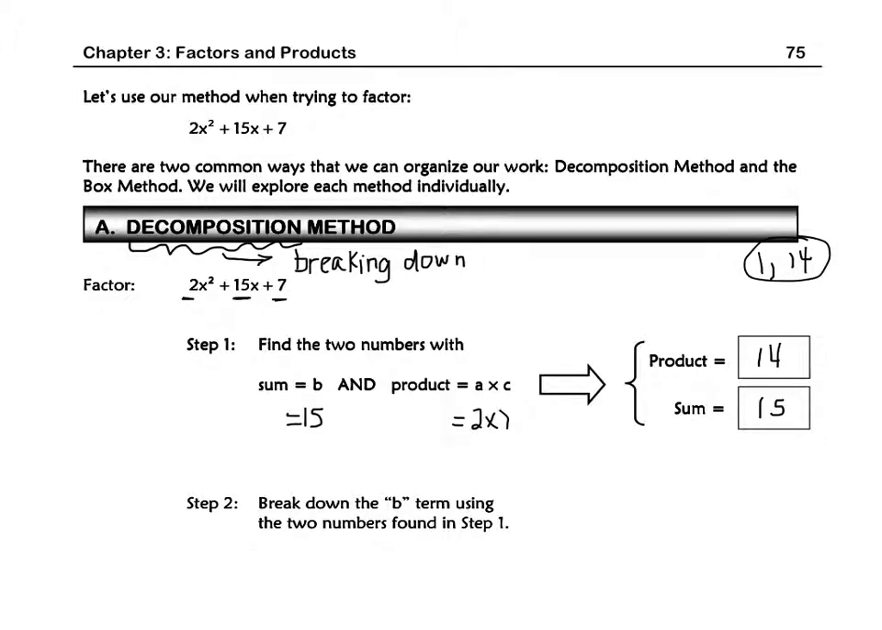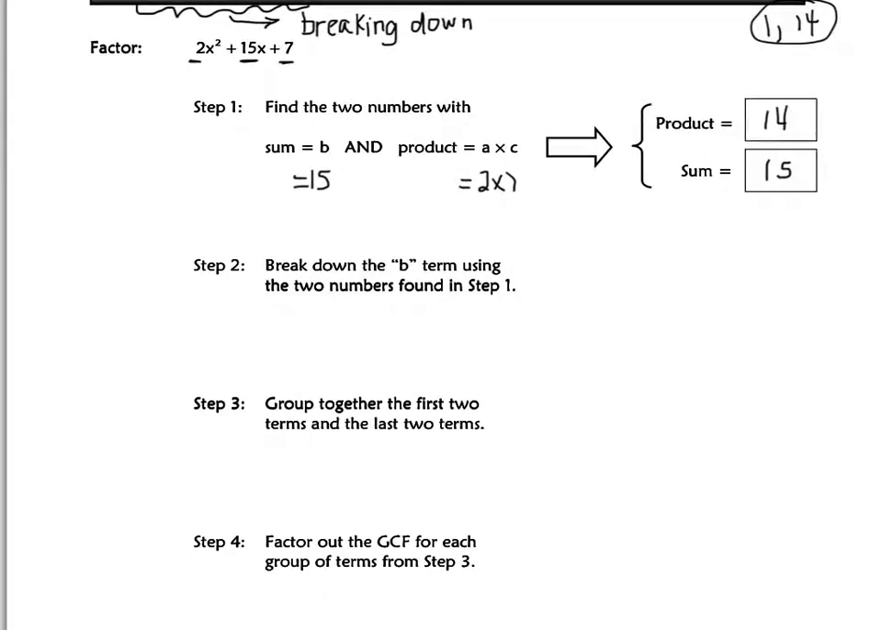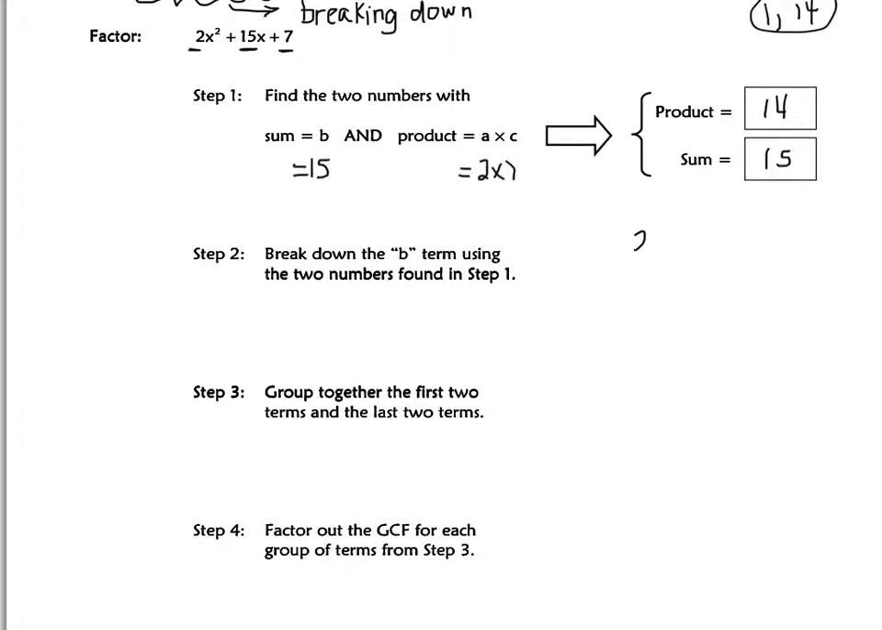So then we would take those two values and break down the middle term of our trinomial. So we have 2x squared plus 15x plus 7. And then we're going to break down that b value using the two numbers we just came up with. So that would be 2x squared plus 1x plus 14x. And it doesn't matter if you put the 14x first or the 1x first. You'll eventually end up with the same two factors.